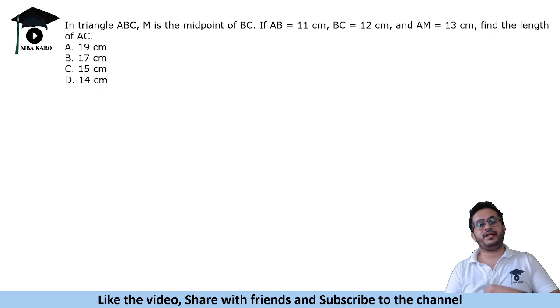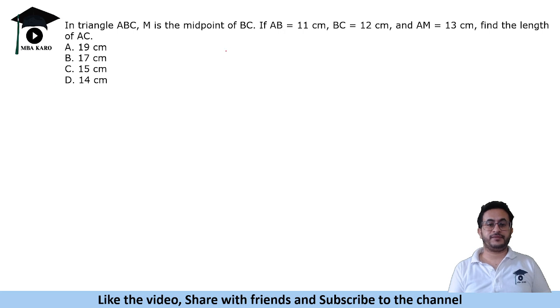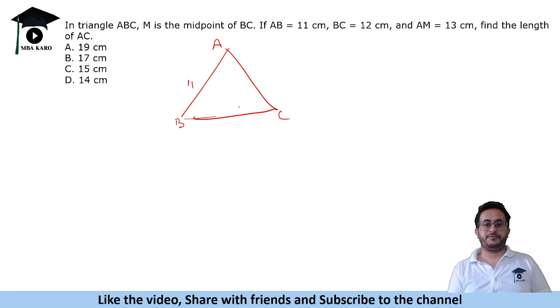So it says, in triangle ABC, M is the midpoint of BC. If AB is 11 centimeter, BC is 12, and AM is 13 centimeter, find the length of AC. AB is 11, BC is 12, and AM is 13. M is the midpoint of BC, so this will be 6 and this will be 6, so we need to find the value of AC.